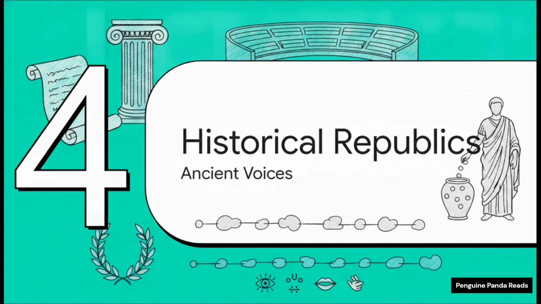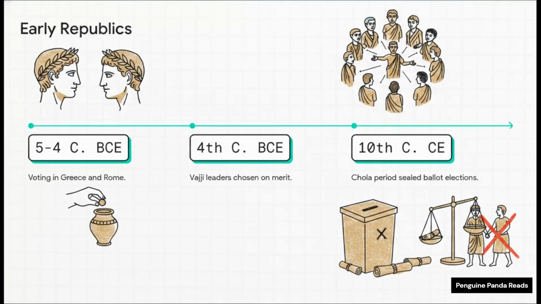Section 4. Early Historical Republics. You might think voting and electing representatives is a pretty modern invention, something born out of the last few centuries. But history tells a totally different, fascinating story. Back in the 5th and 4th centuries BCE, places like Rome and Greece had voting. And right around that exact same time, India's Vaji Mahajanapada was operating as an early republic. The Lichvi clan there practiced collective decision-making and actually elected leaders based on merit rather than just birthright.